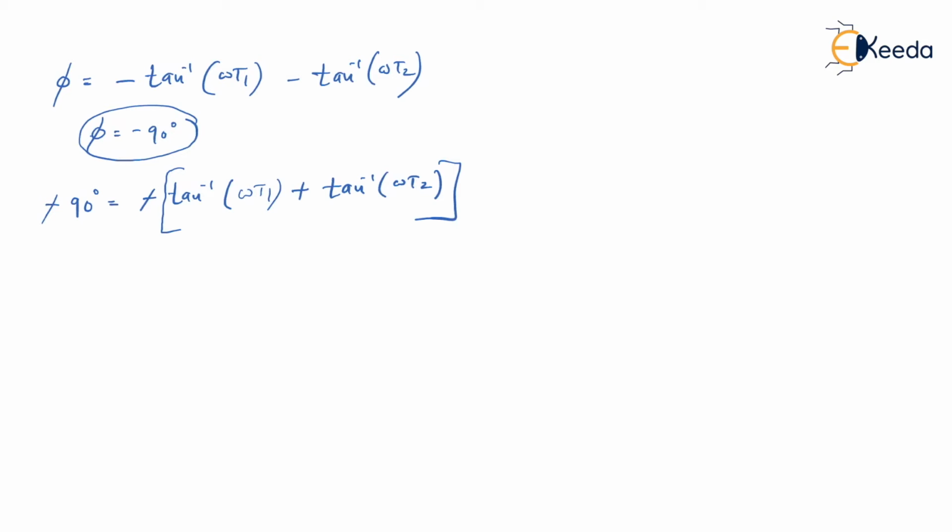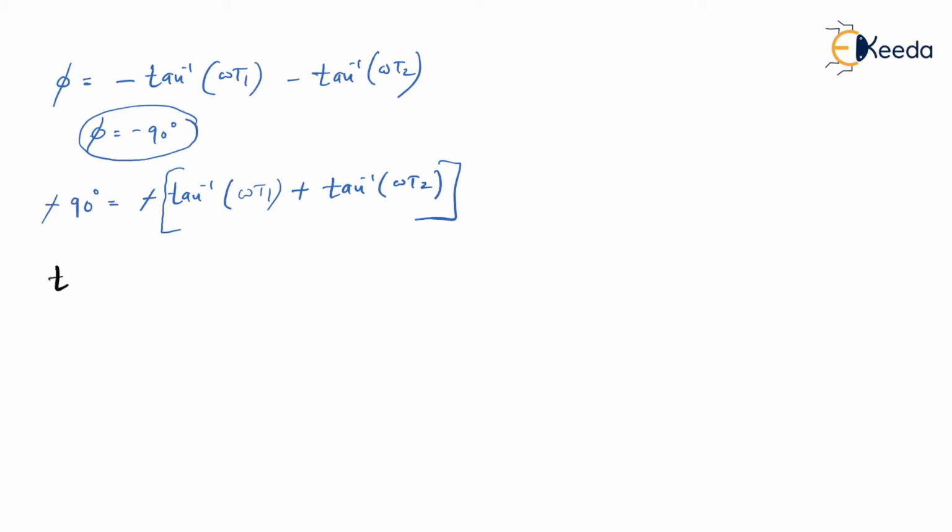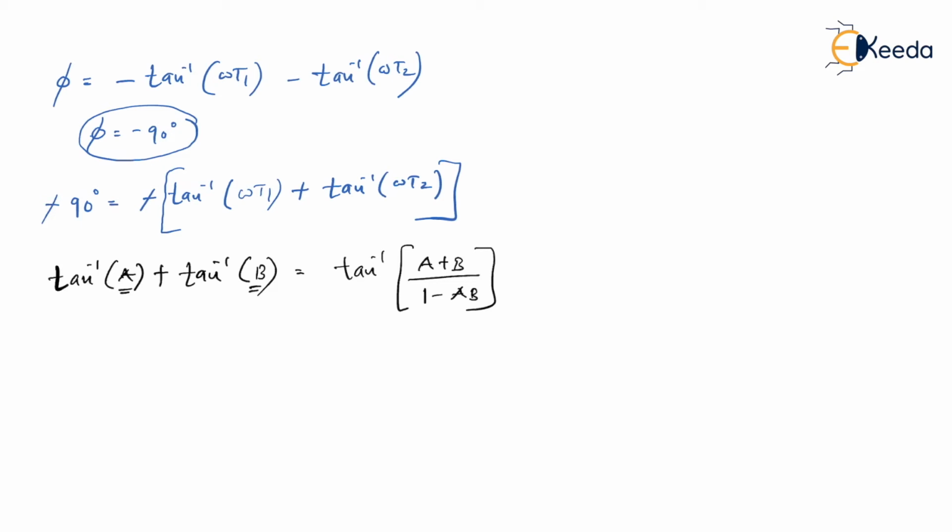You should know the formula that tan inverse of A plus tan inverse of B is tan inverse of A plus B divided by 1 minus AB. Let me write that formula. For your reference, please write this formula in your notebook also. Tan inverse of A plus tan inverse of B, whenever you have this, you can write it like this. It is actually tan inverse of A plus B divided by 1 minus AB. What is A and B? A and B are nothing but omega t1 and omega t2 here.